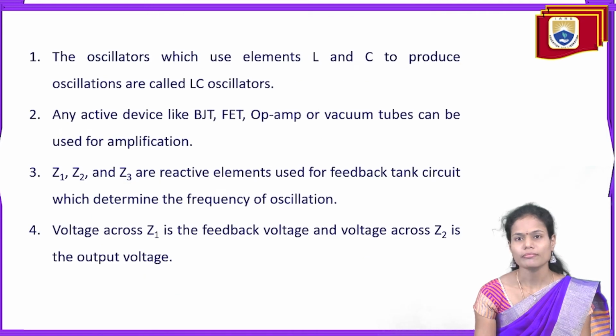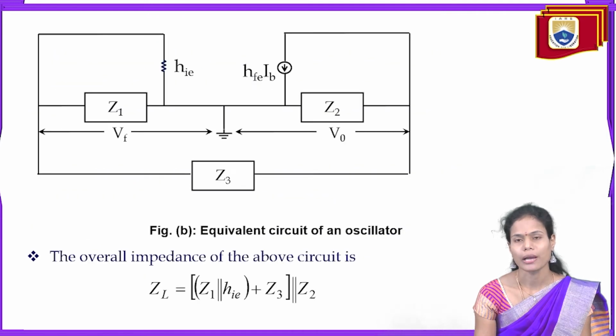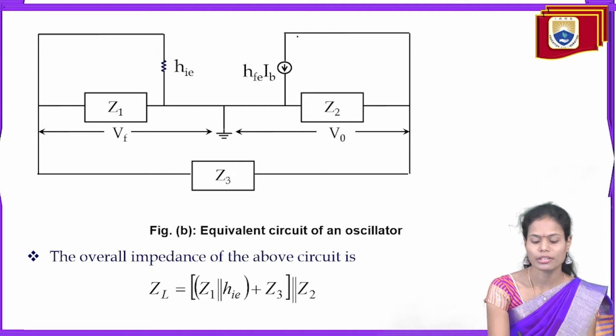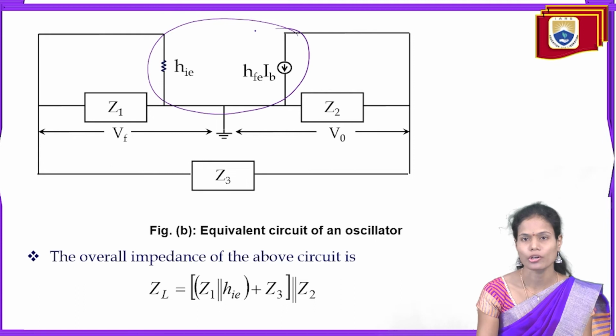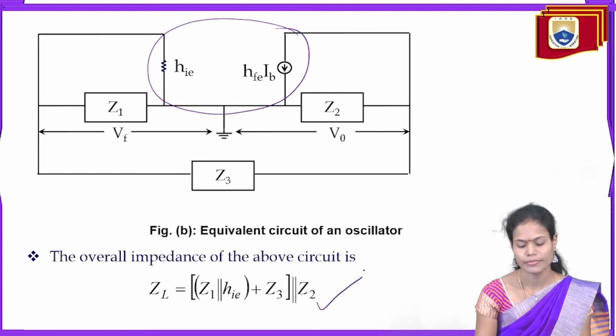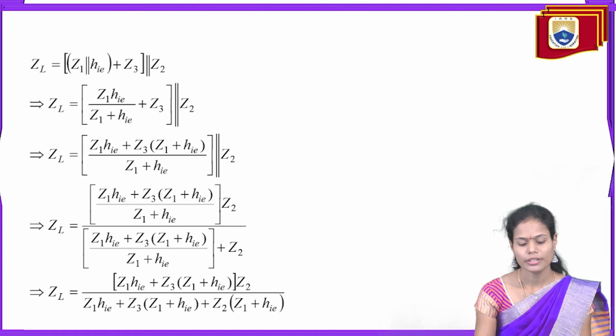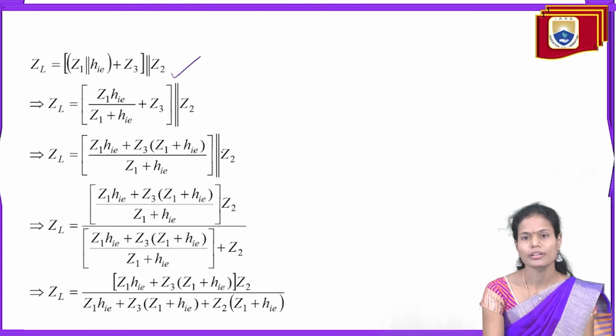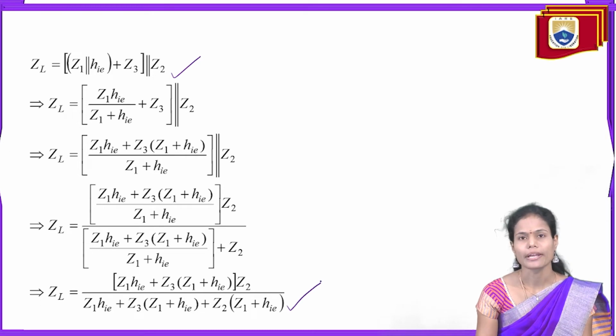Okay. So we need to explain the amplifier clearly and the feedback network clearly, and we have to replace the amplifier with its equivalent h-parameter model. And these impedances, we write as the equivalent impedance. This equivalent impedance we take as the load impedance, and after substituting all the values, we get the load impedance.